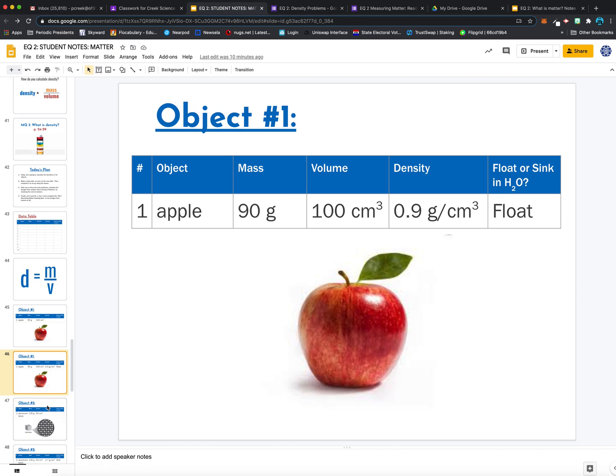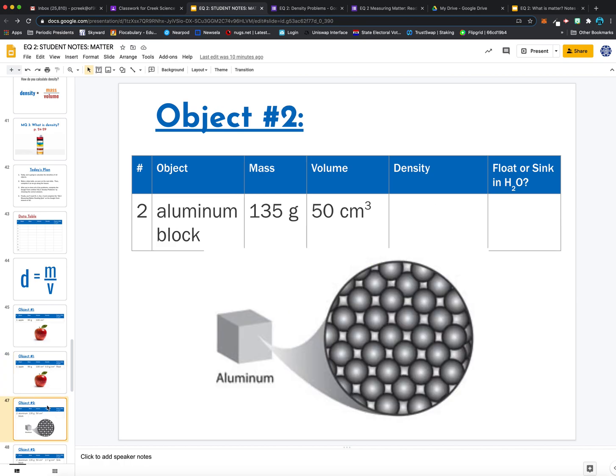Okay, object number 2 on your data table. Object number 2 is an aluminum block. So we'll write object number 2, aluminum block. Its mass is 135 grams. Its volume is 50 cubic centimeters. You guys go ahead, pause the video, try to calculate the density of this aluminum block, and then tell if it'll float or sink in water.